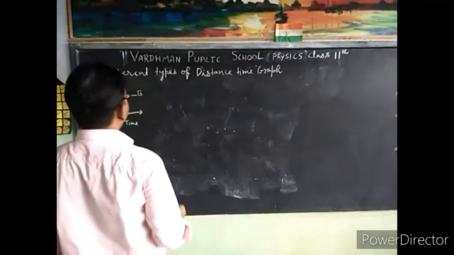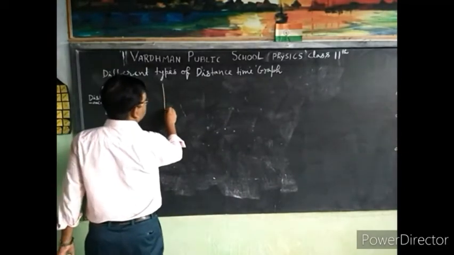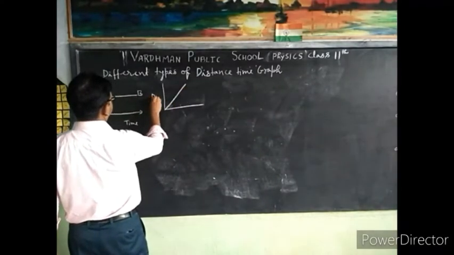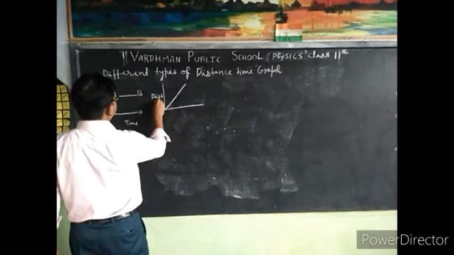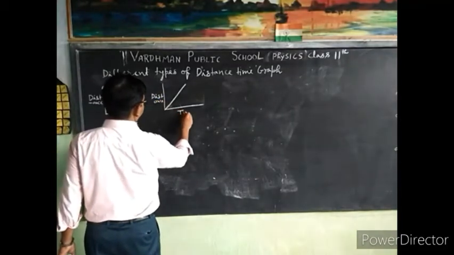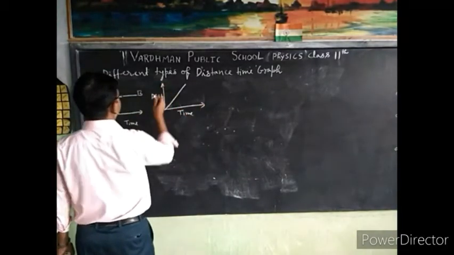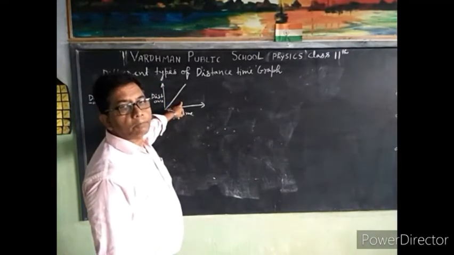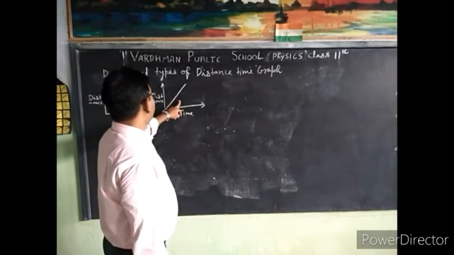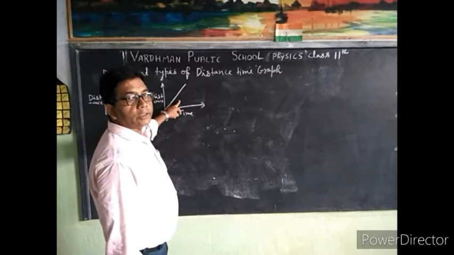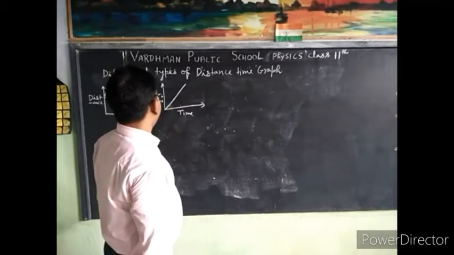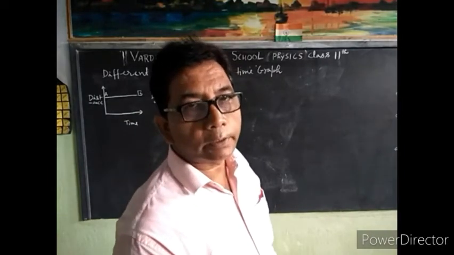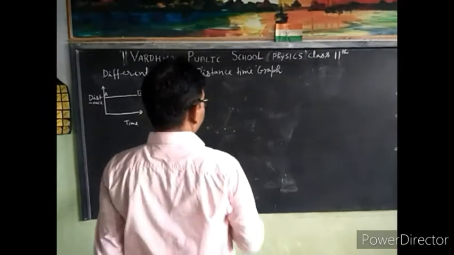Now the second distance time graph shows a body moving with a uniform speed. Uniform speed means the body travels equal distances in equal intervals of time. Now the third graph.